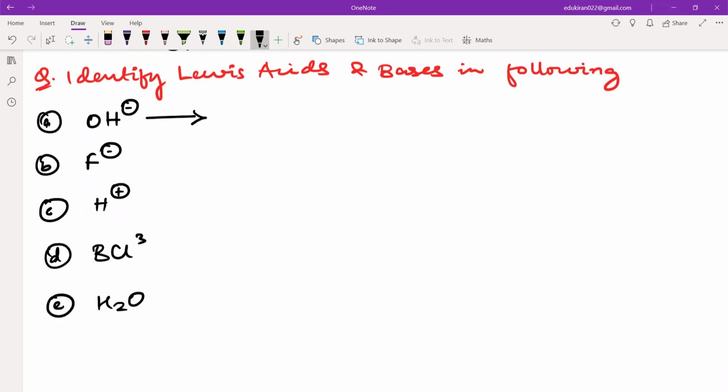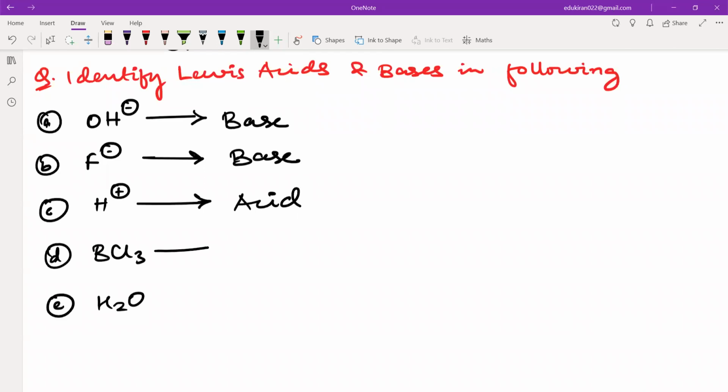So OH negative, it is an anion, right? That means it will be acid or base? Base, right? Very good. What about F negative? Acid or base? Base. What about H positive? Acid or base? Acid. Right. BCl3, acid or base? Acid. What about H2O? Base. Okay, fine. So this is about Lewis acids and bases.